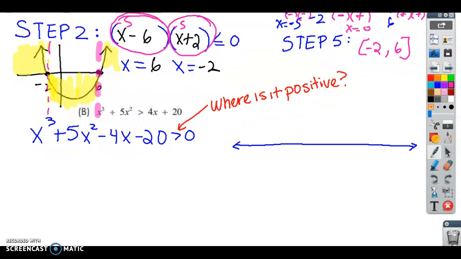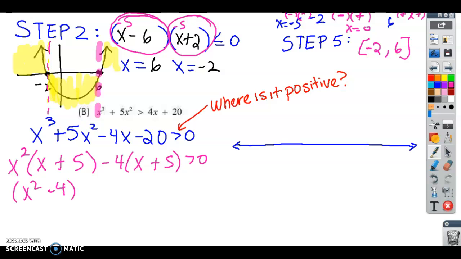So let's quickly factor this. This is going to have to be by grouping, right? So pull out an x squared, so we've got an x plus 5 left. And then minus 4 times x plus 5. Yep, that works. Okay, so what's going to be x squared minus 4, which is x plus 2, x minus 2, right? And then x plus 5 greater than 0. Okay, so I've got points at plus or minus 2 and -5.